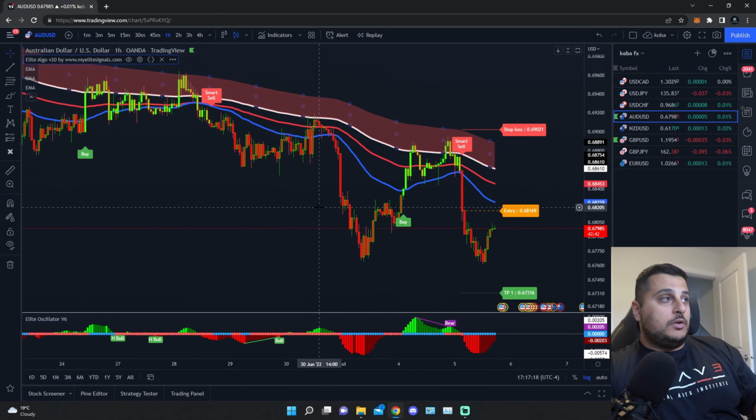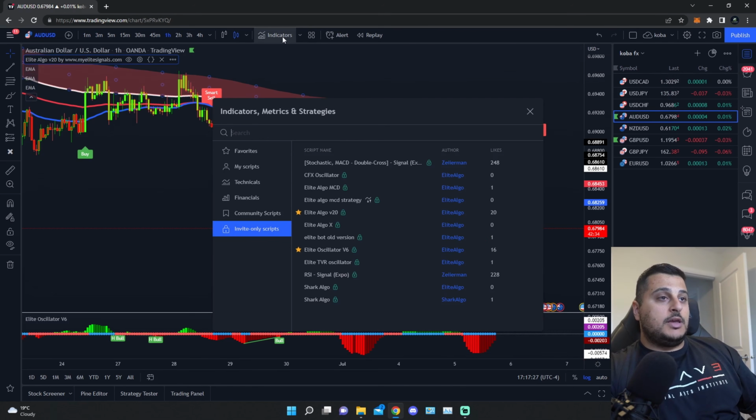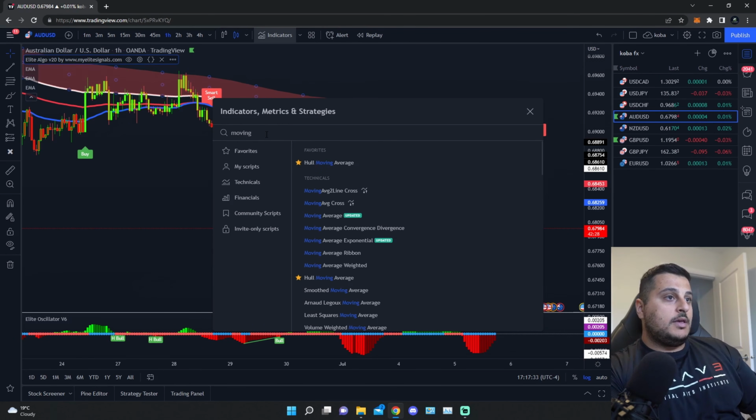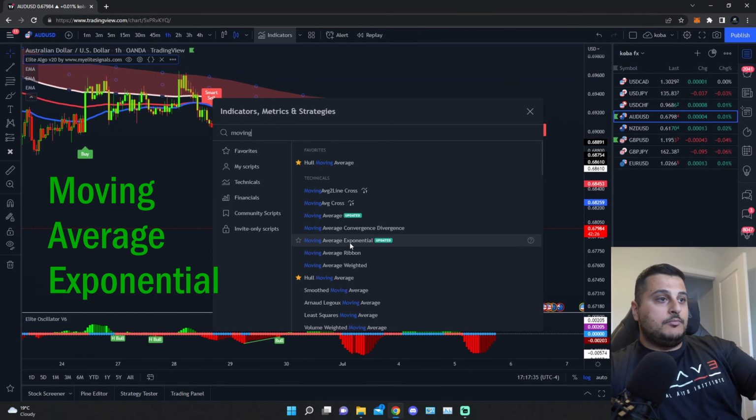Next, what you want to do is add 3 EMAs to your chart. So 3 exponential moving averages. The way you do that is very simple. You just want to go to indicators, then over here, you just type in moving average and pick this one right here, moving average exponential.